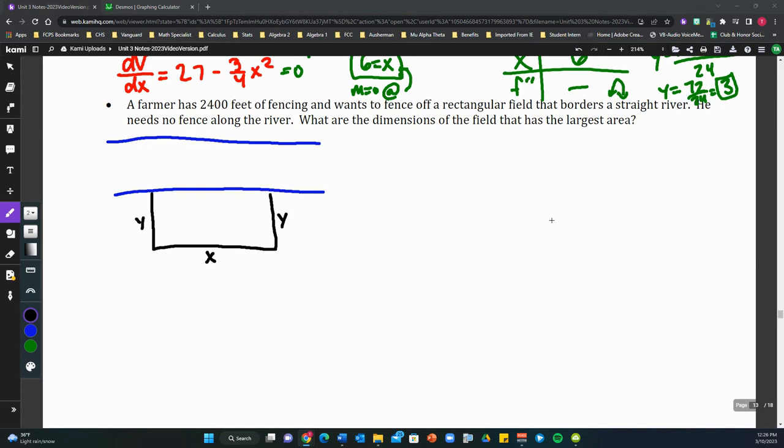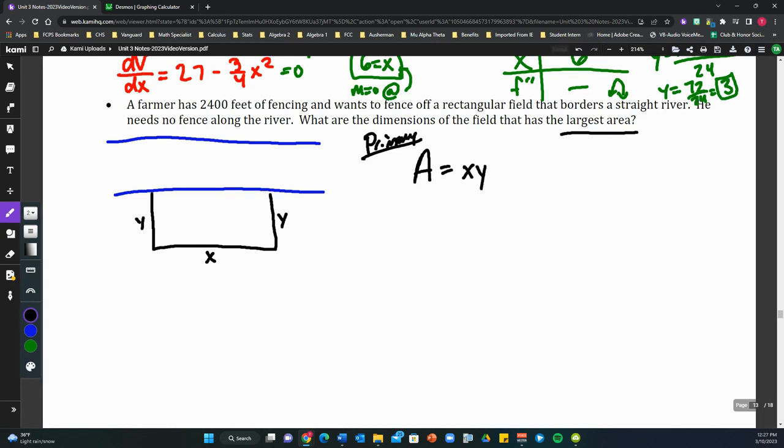So then if we've got 2,400 feet of fencing, he again needs no fence along the river. We want to know the dimensions of the field that has the largest area. It's not exactly the same language as before, but largest, same idea as maximizing. So area becomes the quantity that we are trying to maximize, or remember, we refer to these as our primary. So the primary equation for this rectangular field would be area equals dimension times dimension, or in this case, x times y.